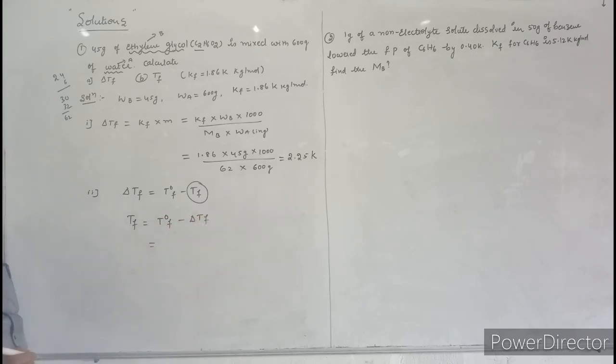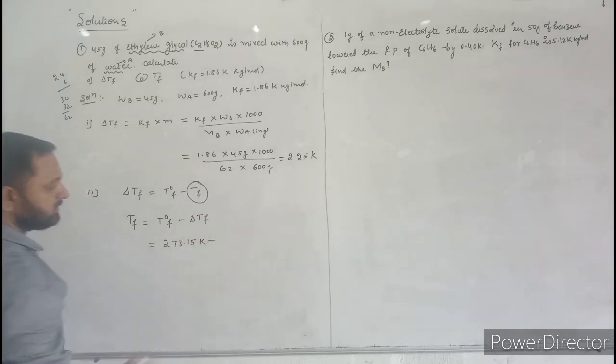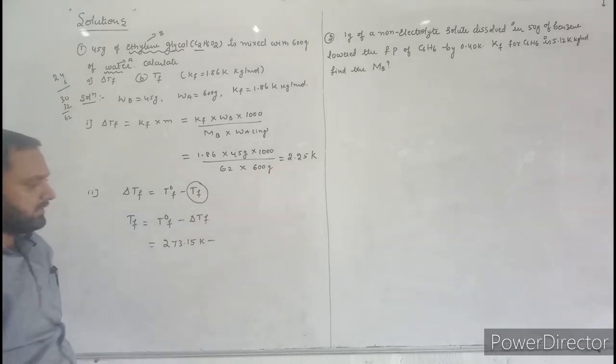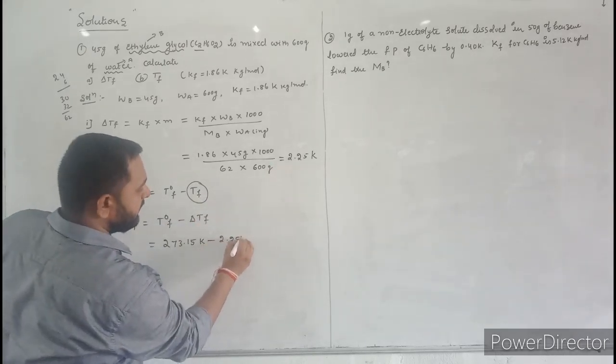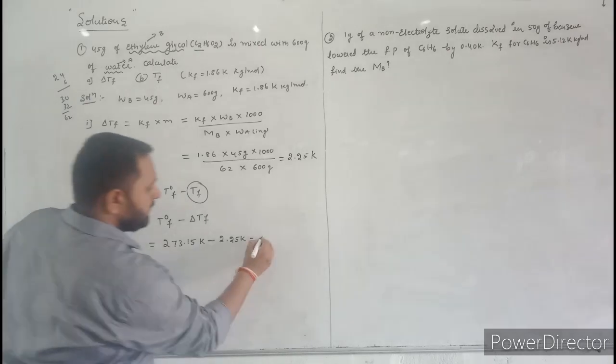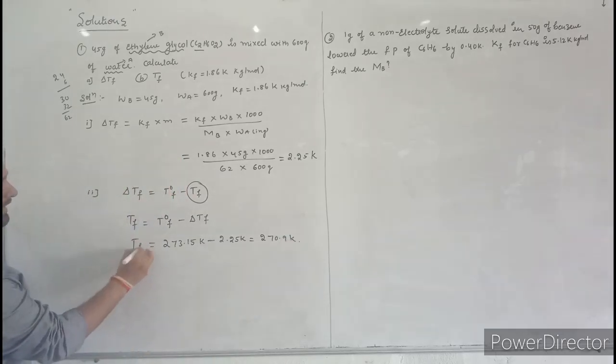Here, what is the T naught F? T naught F means the freezing point of pure water. Here, the solvent is water. What is the freezing point of pure water? 273.15 Kelvin minus delta Tf. What is the delta Tf value here? Delta Tf value is calculated, that is 2.25 Kelvin. Just subtract these two values. If you subtract these two values, nearly you will get 270.9 Kelvin. This is the Tf value. Tf means the freezing point of solution.